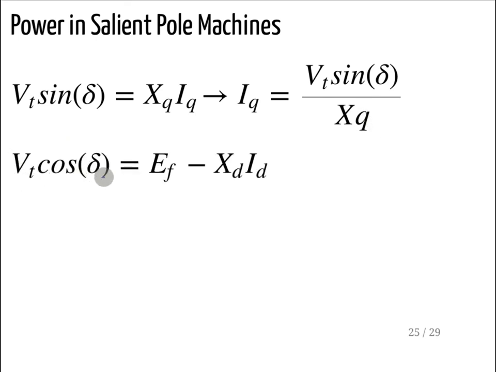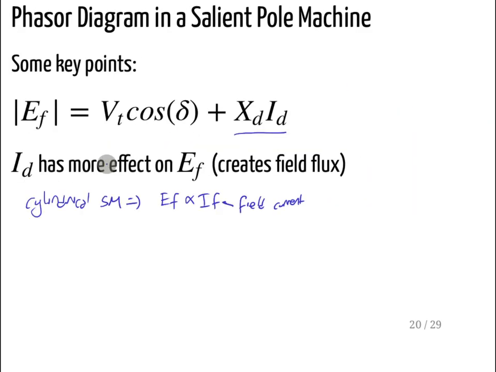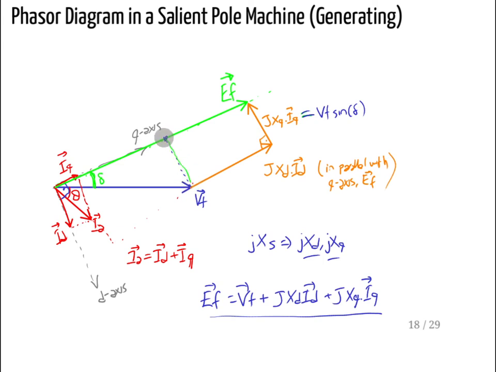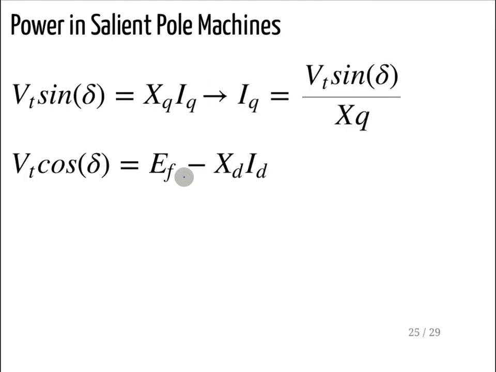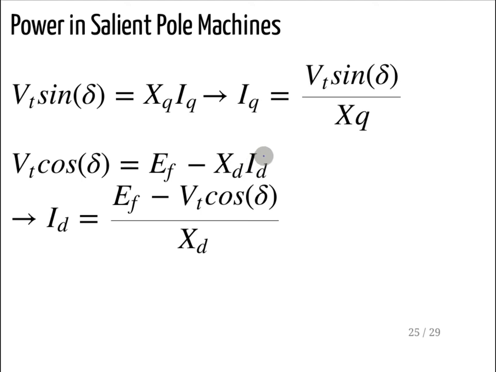Then I know VT cos delta is here. What is that one? It is EF minus XD ID, so this is EF minus the orange path, so you come to here, and it is equal to VT cos delta. All those things are magnitude wise, we don't have vectors anymore, we are talking about the scalar magnitudes. So ID is EF minus VT cos delta divided by XD. So I have the definitions of IQ and ID in terms of terminal and EF voltages.